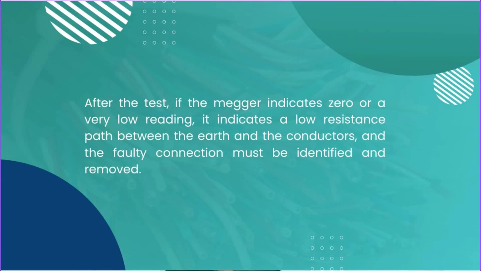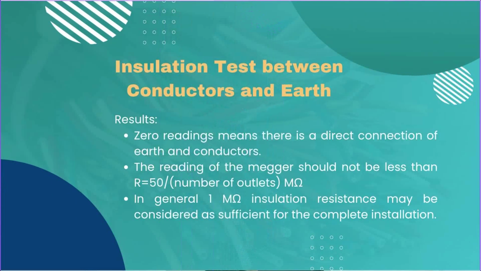After the test, if the Megger indicates 0 or a very low reading, it indicates a low resistance path between the earth and the conductors, and the faulty condition must be identified and immediately removed. The reading of the Megger should not be less than 50 divided by the total number of outlets. Here, each switch, socket, holder, etc. are considered as outlets. In general, a resistance of 1 mega ohm may be considered sufficient.